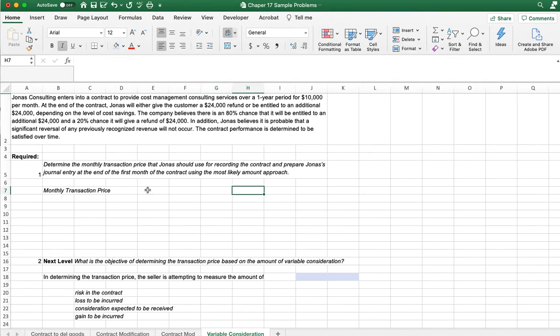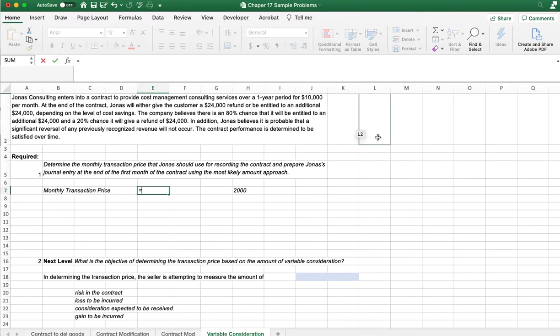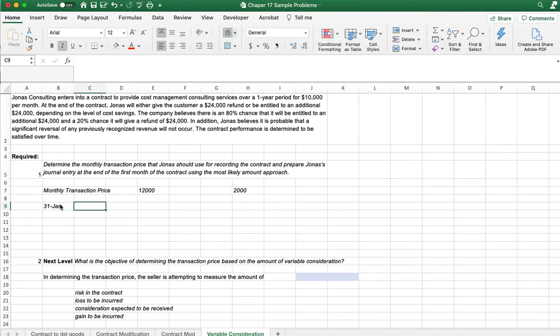Well, over on the side, we can say 24,000 divided by 12 gives us 2,000. And so that means we're going to recognize the 10,000 monthly price plus this 2,000 of the additional 24,000 that we anticipate receiving allocated over the whole year, or 12,000 as a monthly transaction price. And so now that we have that information, we can use that to prepare our January 31st journal entry that they're asking for.